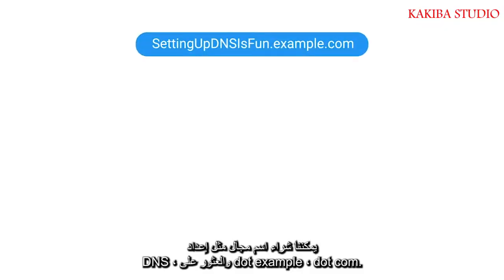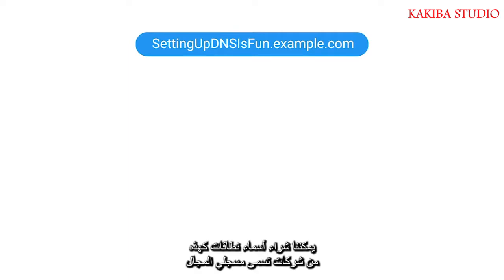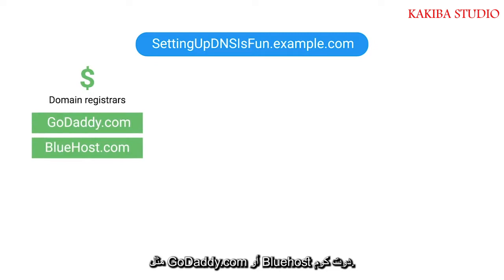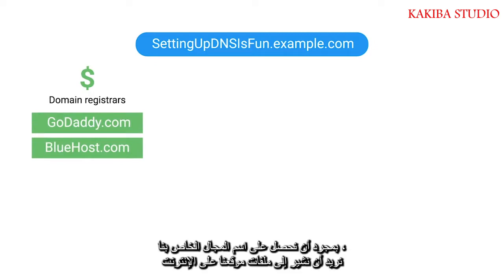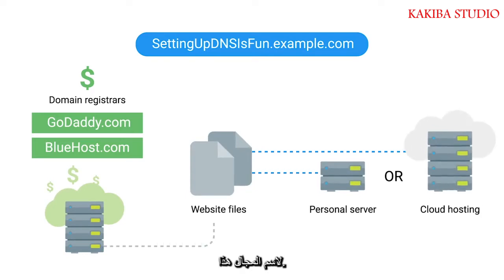First, we need a domain name. We can buy a domain name like settingupdnsisfun.example.com. We can purchase domain names like this from companies called domain registrars, like GoDaddy.com or Bluehost.com. Once we have our domain name, we want to point our website files to this domain name.